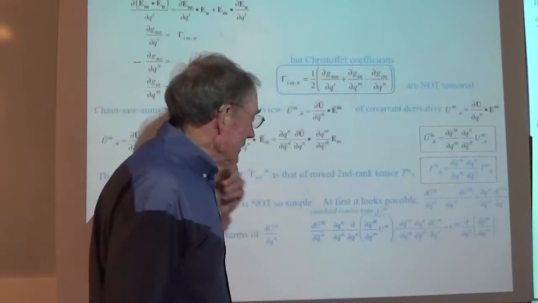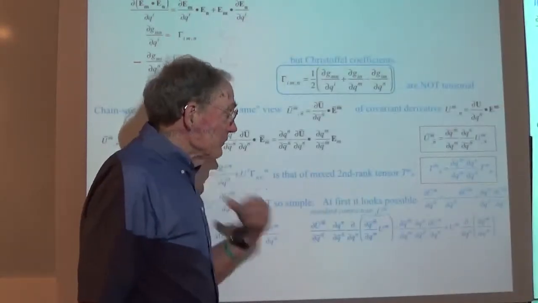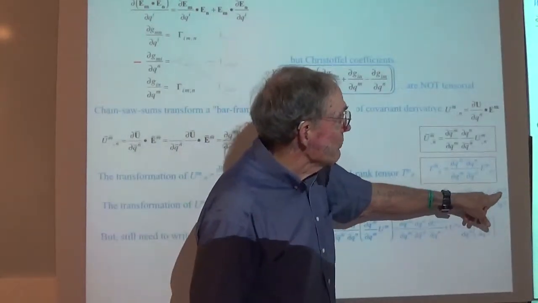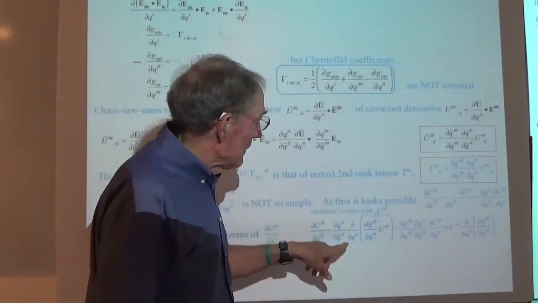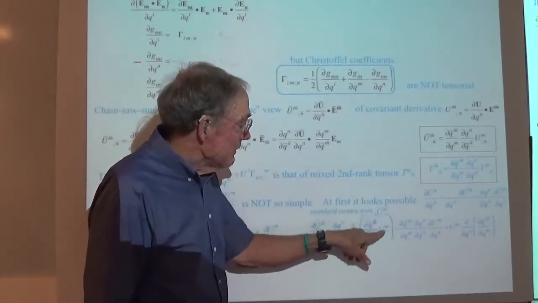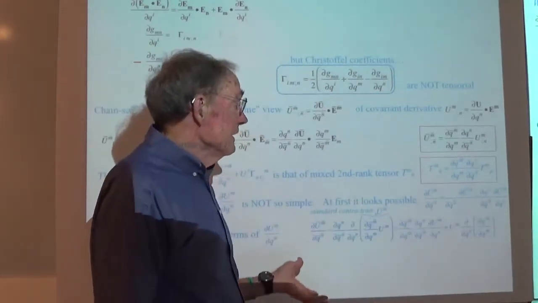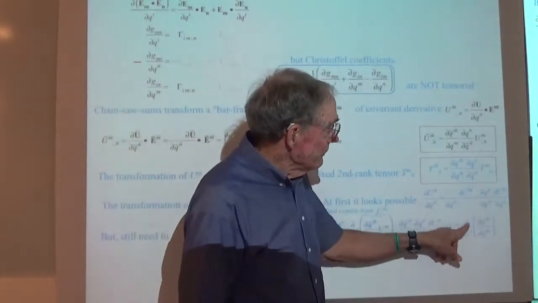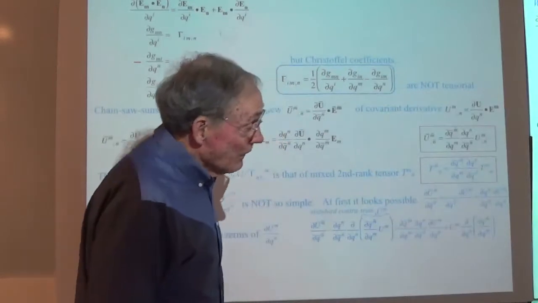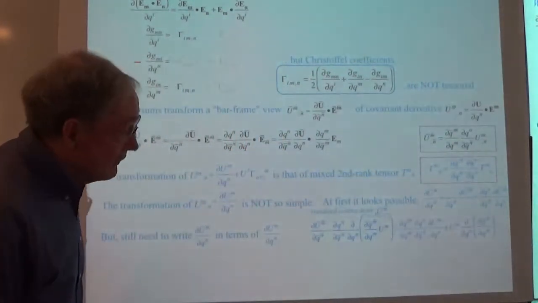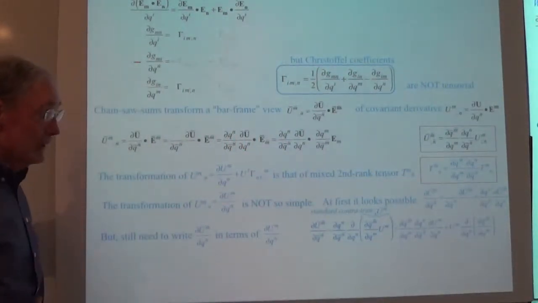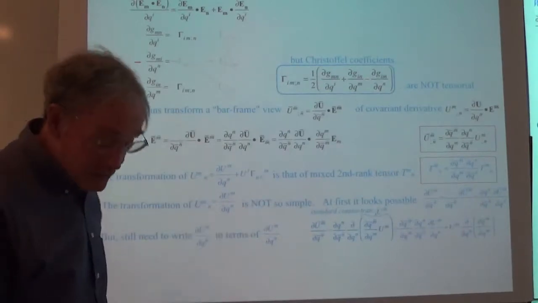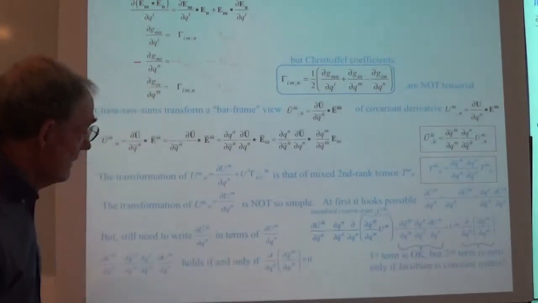Looks like I've done it, you see. But the trouble is I still have a barred quantity in there. I've got to fix that barred quantity with yet another transformation. Then it gets messy, you see. Then I've got to add something that is the derivative of the Jacobian for the bar to unbar transformation. And that's where the Christoffel coefficient is going to come in.